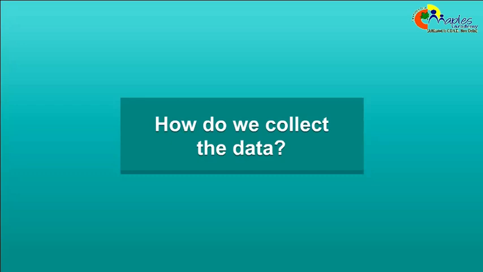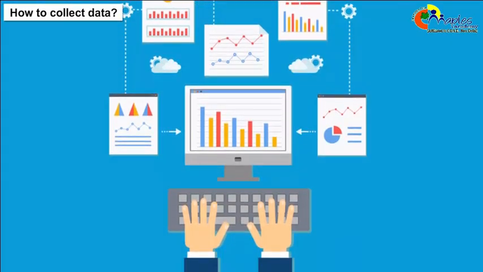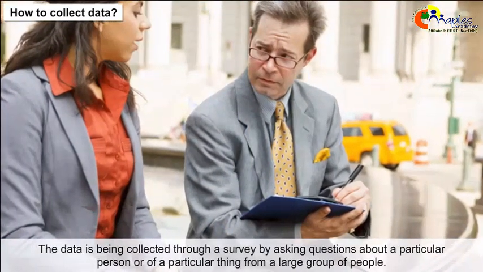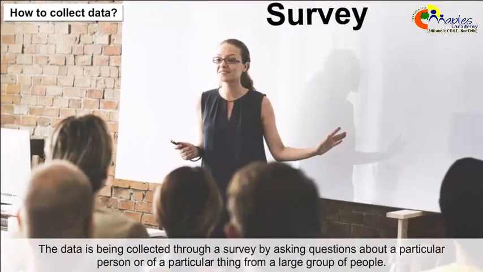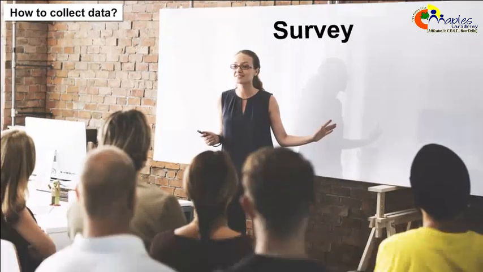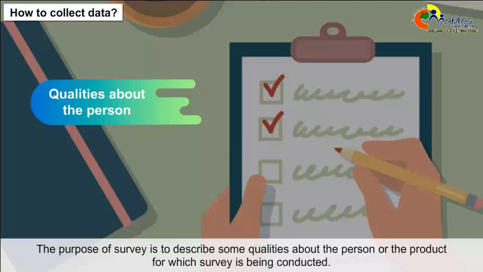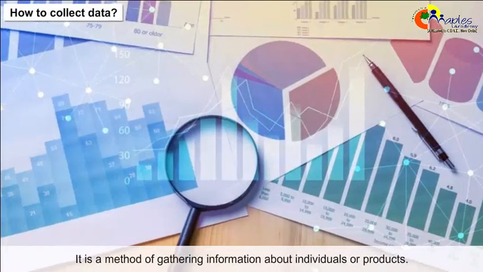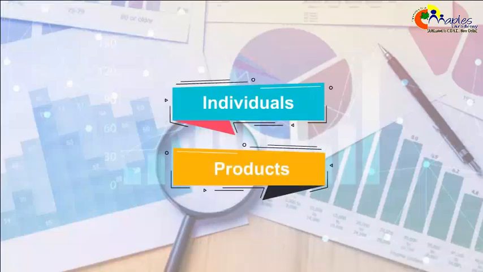How do we collect the data? Data is collected through a survey by asking questions about a particular person or a particular thing from a large group of people. The purpose of a survey is to describe some qualities about the person or the product for which the survey is being conducted. It is a method of gathering information about individuals or products.